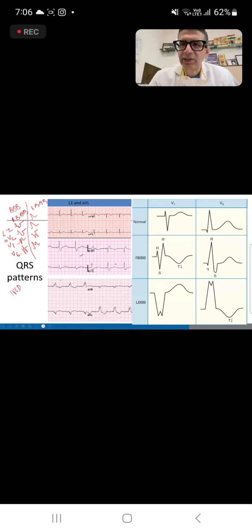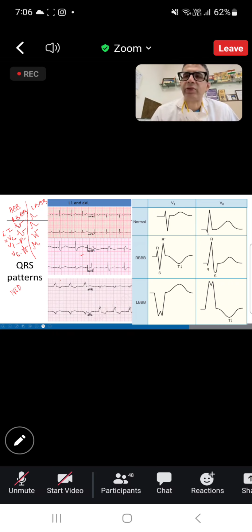So these ECGs actually show you the same pattern. If you look at a normal ECG, okay, in L1 you can see the QRS complex, in AVL you can see the normal QRS complex. In V1 we said normally you'll have a small R wave and a deep S wave, and a small Q wave and a tall R wave in V6. So this is your normal pattern.